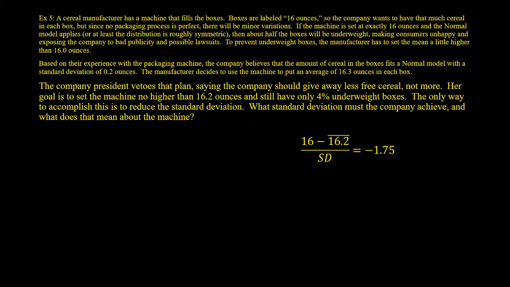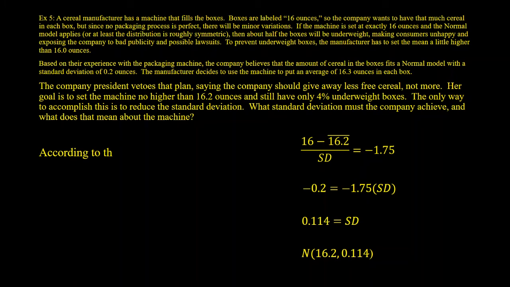We're going to multiply the standard deviation to the other side, do the subtraction there, 16 minus 16.2. We get negative 0.2 equals negative 1.75 standard deviations. Find the standard deviation, divide by negative 1.75. And then we get 0.114 equals the standard deviation. So our model would be N(16.2, 0.114). So the normal model with a mean of 16.2 and a standard deviation of 0.114.